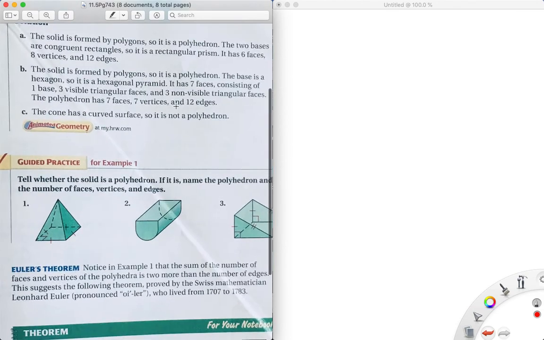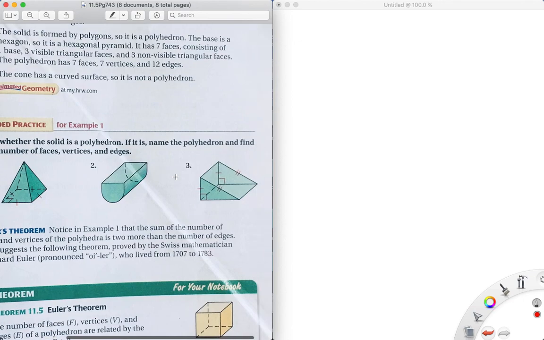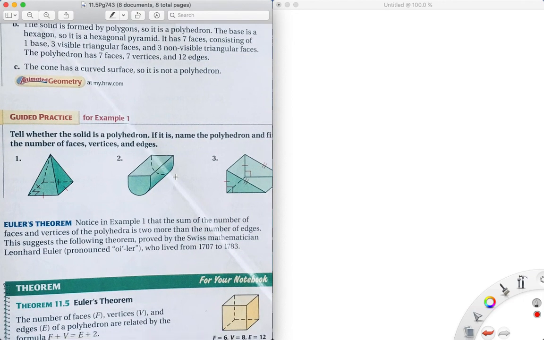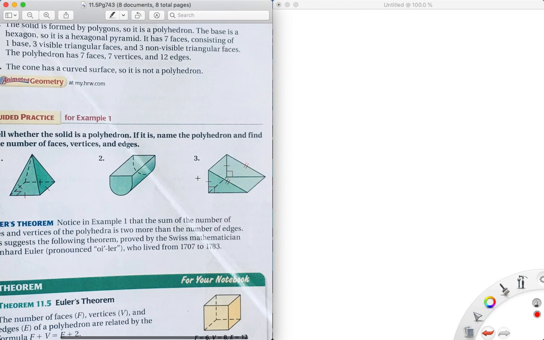So down here, they want us to find the solid and tell whether it's a polyhedron or not, and then faces, vertices, and edges. So number one is a square pyramid, and all the sides are the same on the base, so that tells me it's a square. It's a polyhedron. Number two, it has two rounded bases. So this particular shape is not a polyhedron. And then number three, it's a triangular prism because the two bases are triangles, and it is a polyhedron.